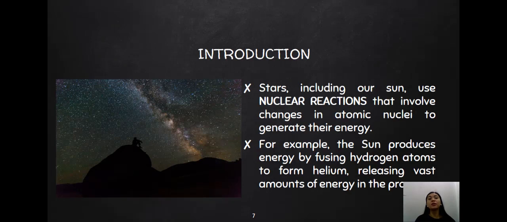You know as well that our sun is a star. All stars actually use nuclear reactions that involve changes in the atomic nuclei to generate their energy. So the energy produced by the nuclear reactions that happen in the sun is the reason why it produces a lot of energy. For example, the sun produces energy by fusing hydrogen atoms to form helium, and in the process of fusing those hydrogen atoms and producing helium, it releases a very large amount of energy.